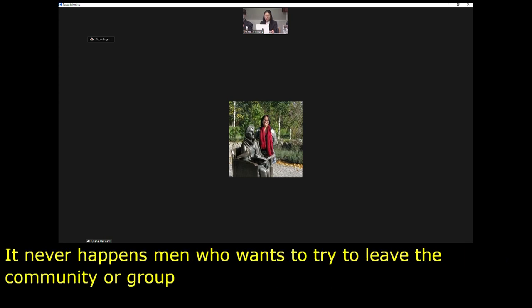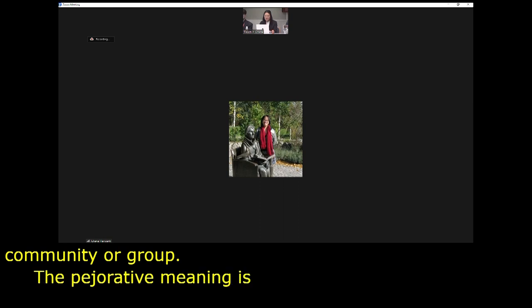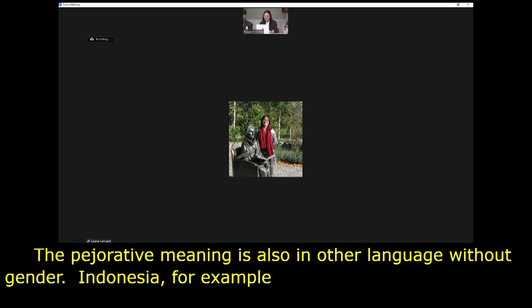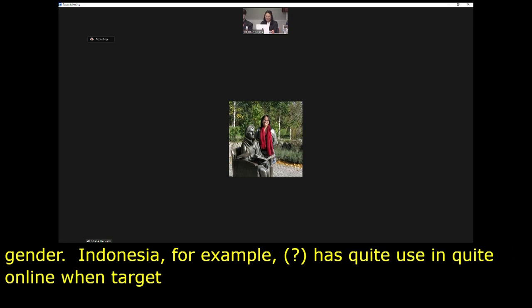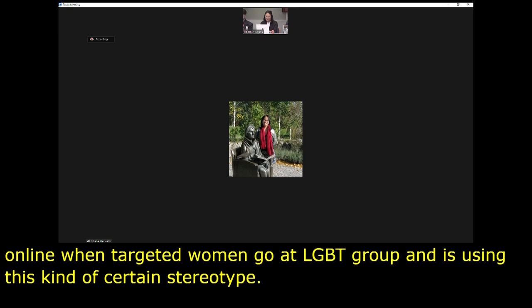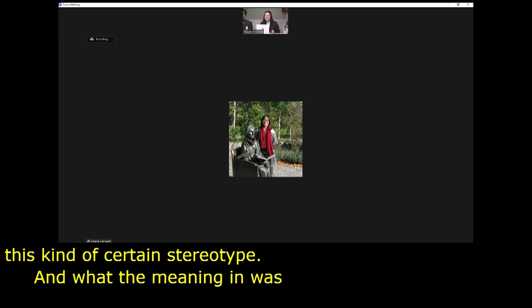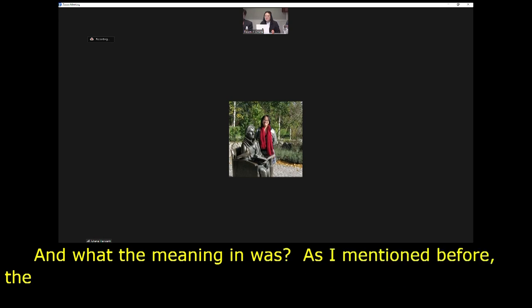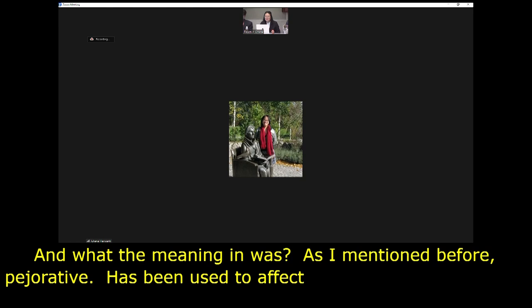The pejorative meaning also happens in other languages that don't have gender grammar. In Indonesian, for example, this pejorative language and slur words are used in quite a large amount in online bullying targeting women, girls, and the LGBT group, using this kind of stereotype. And what that means in the digital world, as I mentioned before, is that pejorative and slur language has been used to attack women, girls, and LGBT people when they are active on the internet. Several studies have found that online bullying makes them less active on the internet.